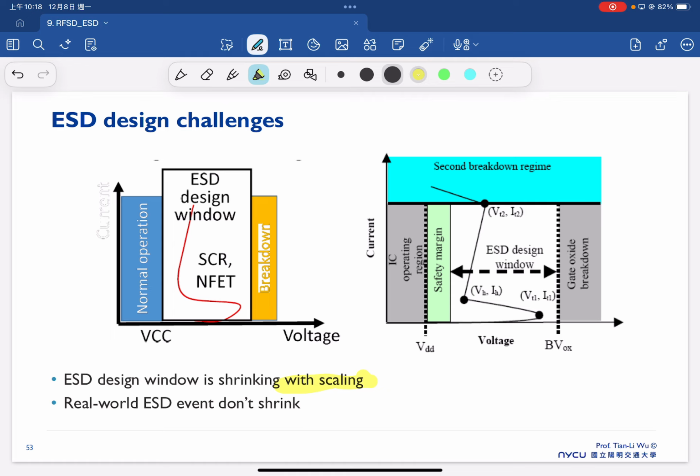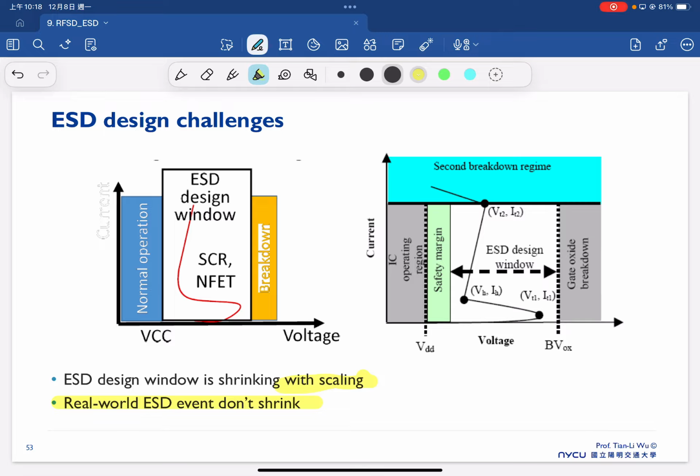Because as our technology advances to smaller nodes, our breakdown voltage is reduced, and therefore it's easier to trigger the latchup in our main device rather than just the ESD event in our protection device. This is the reality: the breakdown voltage for our device is reduced. But the problem is that the real-world ESD event doesn't shrink.